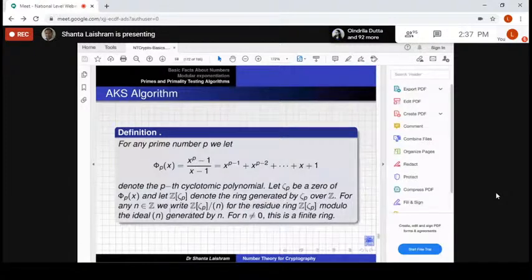And for any integer n, you write Z[zeta p]/n for the residue ring. Basically, this ring is the set of polynomials in zeta p, where you consider the polynomials modulo n. So it is the residue ring Z[zeta p] modulo the ideal n. And when n is not equal to 0, it's actually a finite ring.